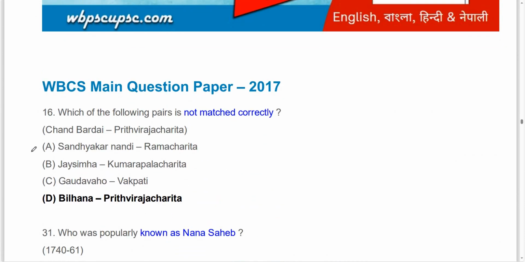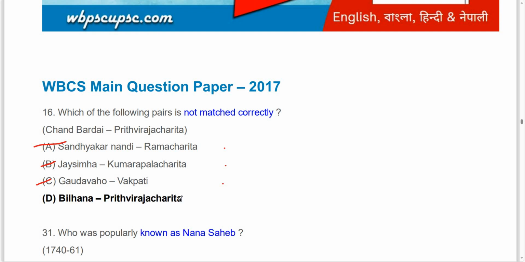Which of the following pair is not matched correctly? The correctly matched would be Sandhyakar Nandi, Ramcharita. Ramcharita was written by Sandhyakar Nandi. Jayasimha, Kamrupa Charita. Kamrupa Charita was written by Jayasimha. And Gadavako wrote Vakpati. Vakpati was written by Gadavako.